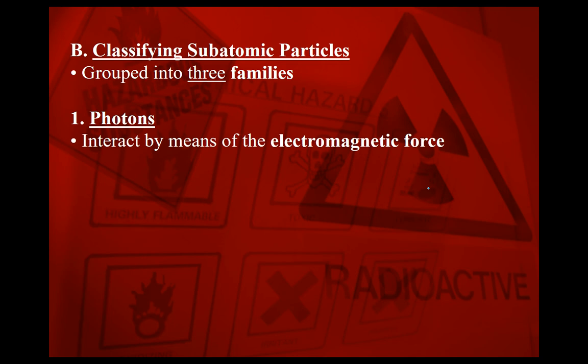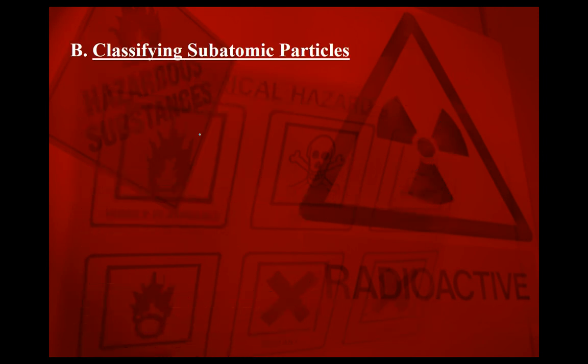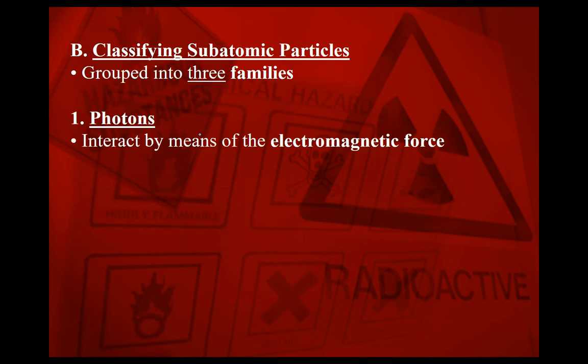The way we're going to define these families, though, is by means of the fundamental forces in which these particles interact. I said a photon interacts by means of the electromagnetic force. Why does it do that? Let's go back here for a second. What's the mediating particle for the electromagnetic force? It's a photon. So if the mediating particle for the electromagnetic force is a photon, then we can describe photons as interacting by means of the electromagnetic force because they are the mediator for that type of force. So that's family one. It has photons of varying frequencies.